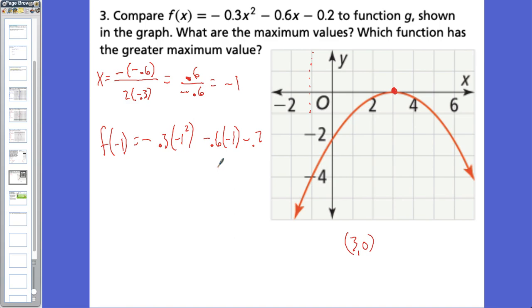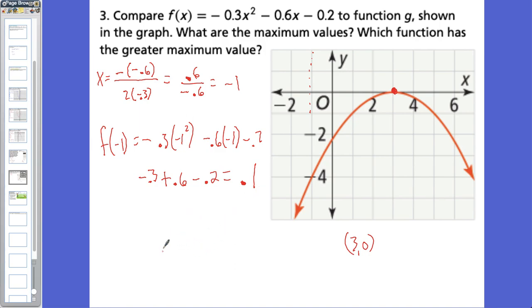We've got to keep track of the negatives this time. So this one, the negative sign does get squared, so negative 1 squared would be positive 1. So negative 0.3 times positive 1 is negative 0.3. A negative 0.6 times negative 1 would be a plus 0.6, minus 0.2. So that would actually come out to be a positive 0.1.